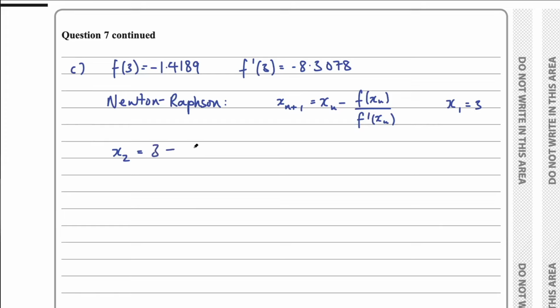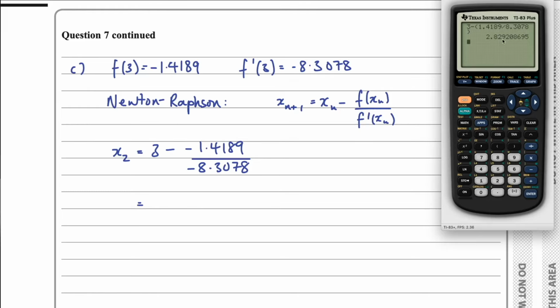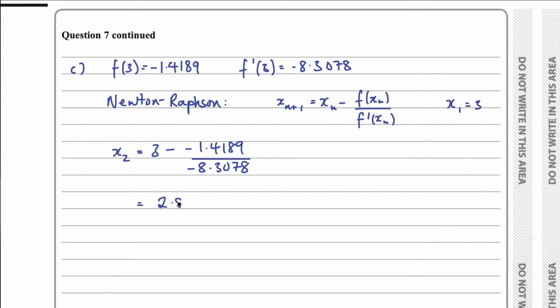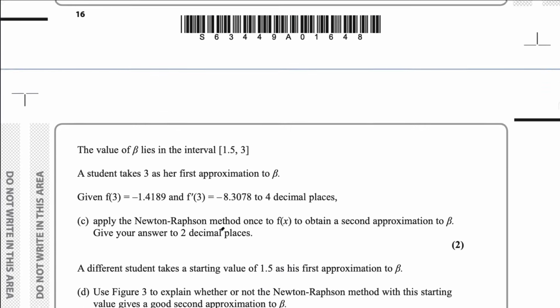So let's go ahead and just write that down with everything substituted in. So we would have 3 take these values up here, and actually those negatives would cancel out, so we just have 3 take this. So let's go ahead and put that into our calculator, and we get 2.8292, and it said round off to 2 decimal places. Well, firstly, I would write that down to a few decimal places past what we need to round off to. So 2.8292, and then round it off to 2.83. Okay, so that was part C.